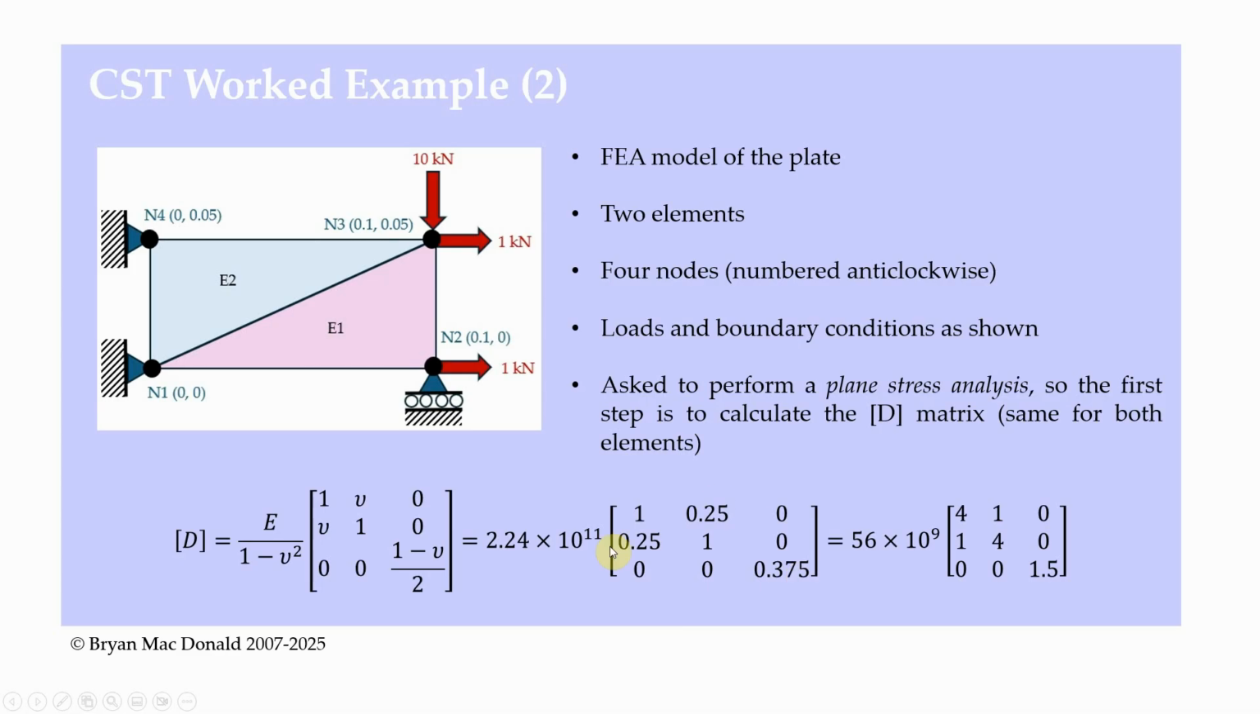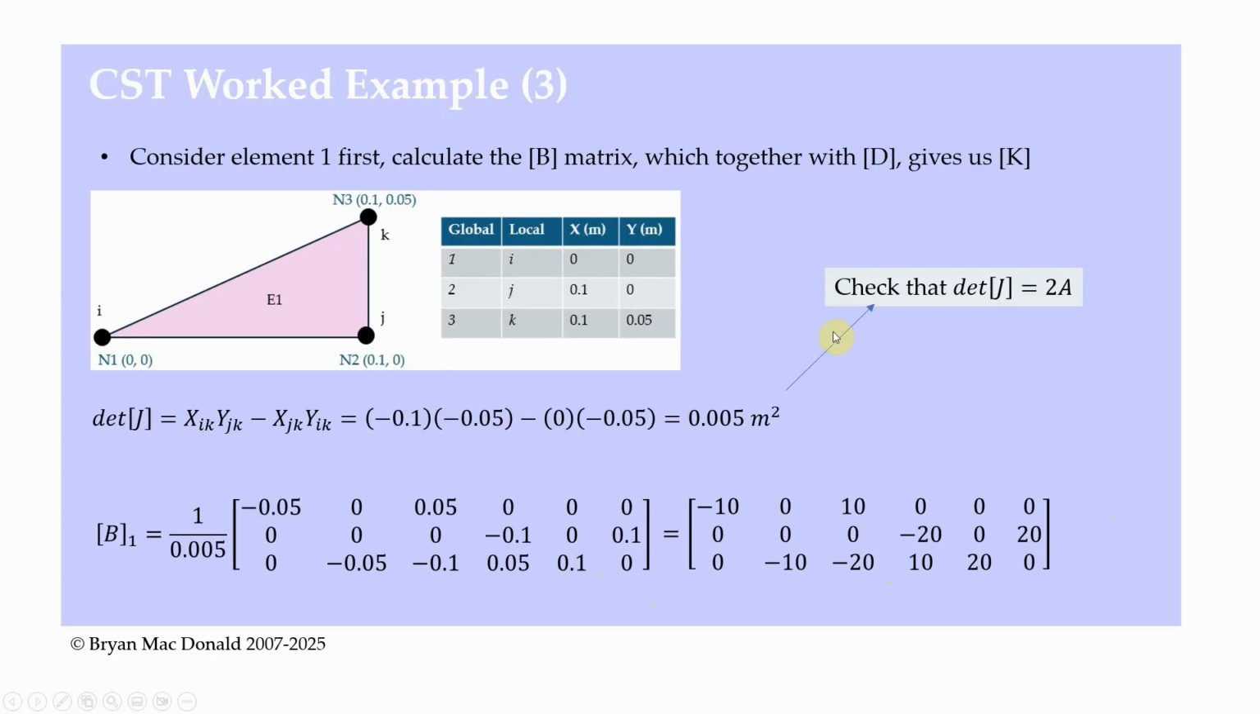Putting all those in here gives me this, and I can simplify that a little bit to make it look like this. Okay, so I've got 56 by 10 to the power 9, 4, 1, 1, 4, and 1.5 down here. So that's my D matrix ready for later on, when I want to form my stiffness matrix. Let's consider the first element, and let's calculate the B matrix, which together with the D matrix would give us K.